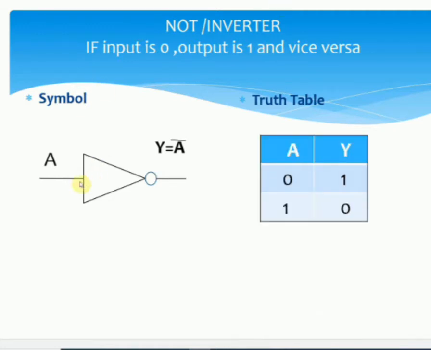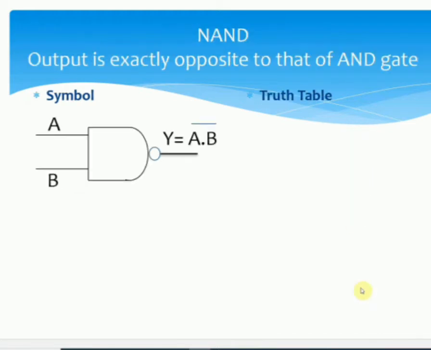Here the input is only one and therefore there are only two possibilities of the input. So let us consider the first case when A is 0. When A is 0, then the output Y is equal to A bar, that is complement of 0, which gives you 1. When A is 1, output Y is complement of 1, which is equal to 0. So we can say that for NOT gate, if the input is 0, output is 1 and vice versa.